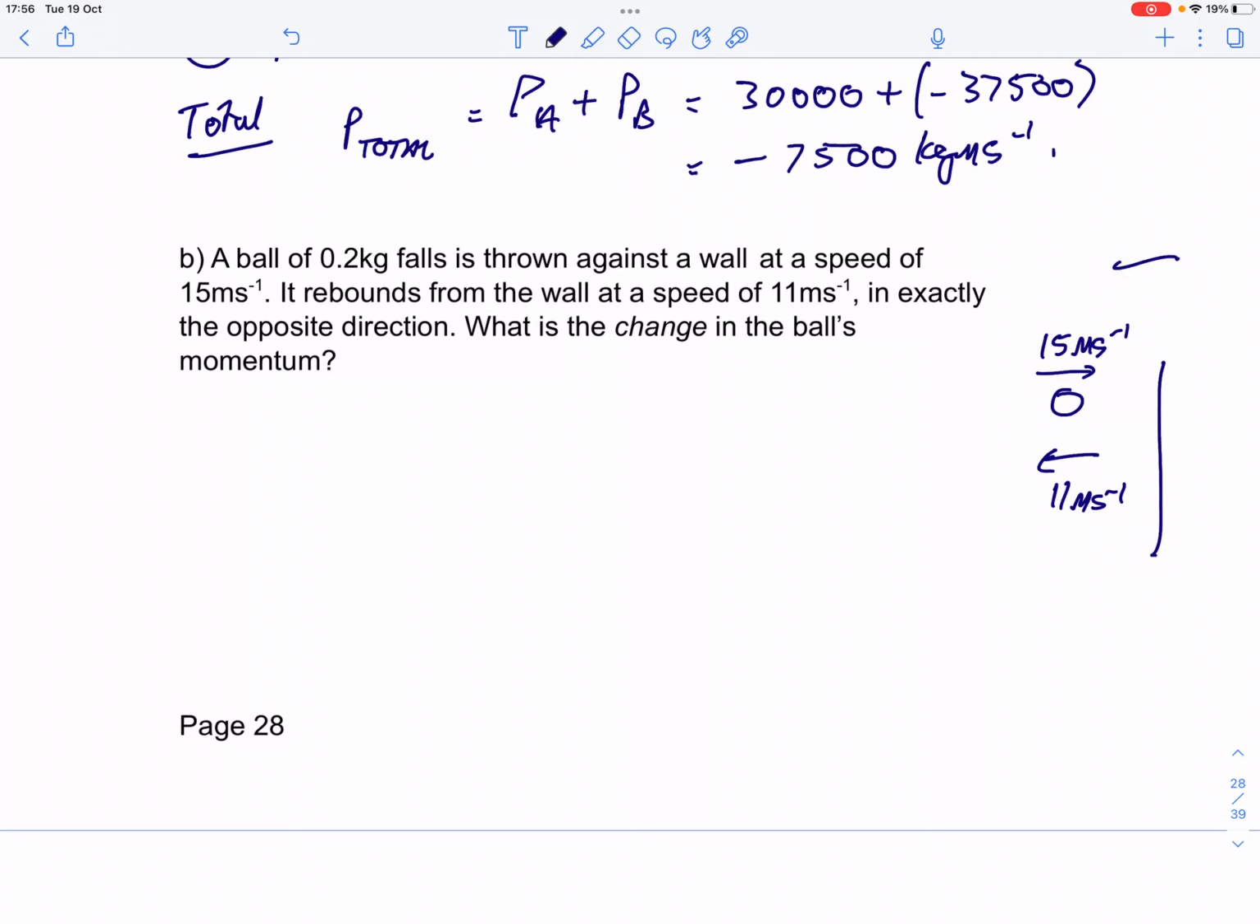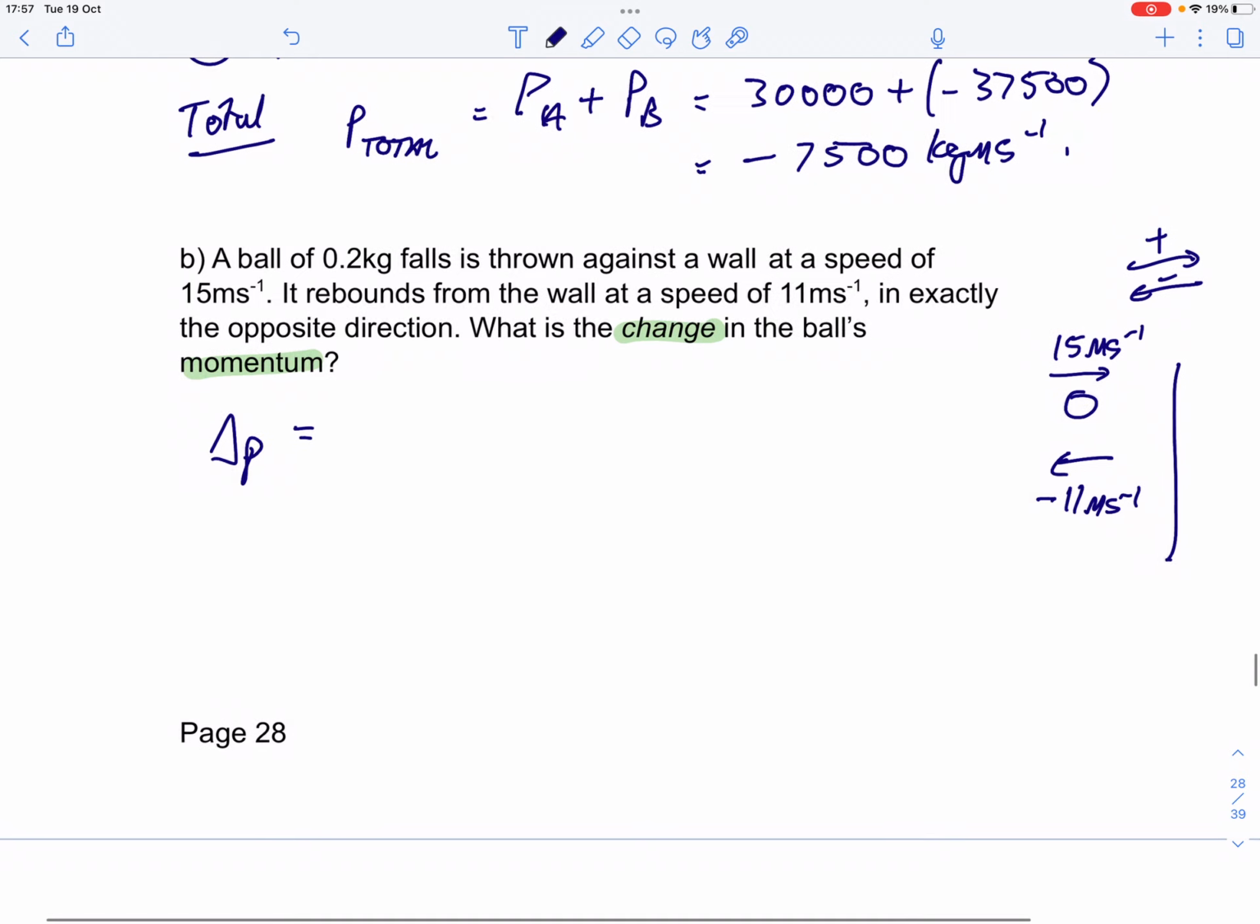Again, we're going to use the same convention. Vectors pointing to the right are positive and vectors pointing to the left are negative, which makes this minus 11 meters per second. The question asks for the change in the ball's momentum, so we want delta P. And delta P, just like delta V with velocity, is equal to the final momentum minus the initial momentum.